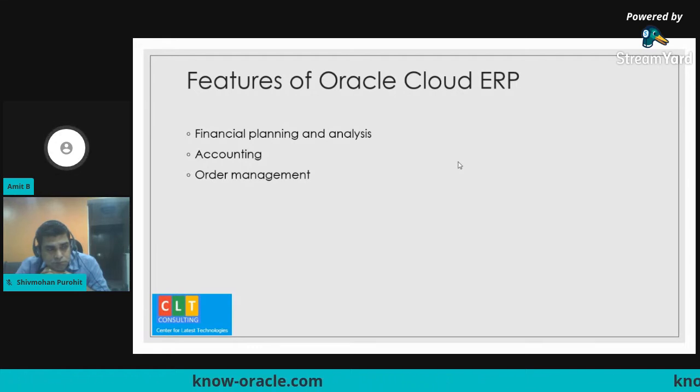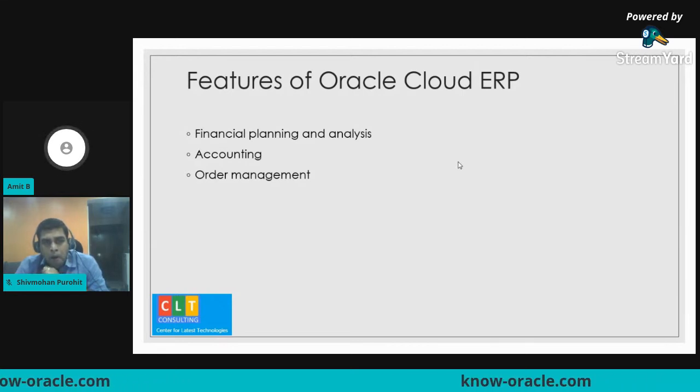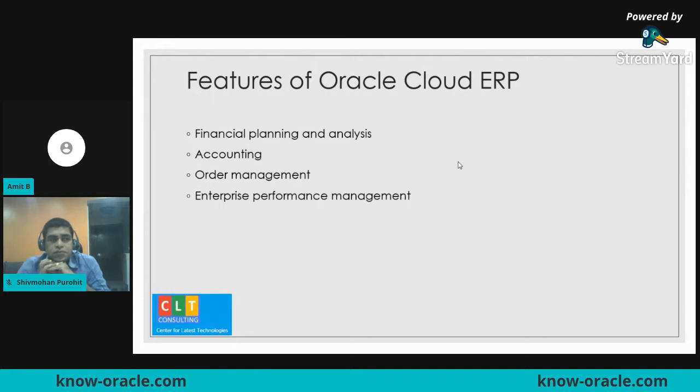Then, of course, order management is one of the features of your Oracle Cloud ERP. When you run any business, if you have different customers, you create orders for them, and then the whole order management module itself caters to that business of yours, where you receive an order, you record the order, and you fulfill that order. So everything is very well seamlessly managed in this.